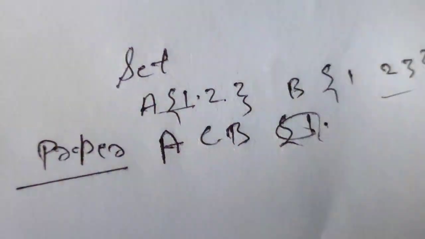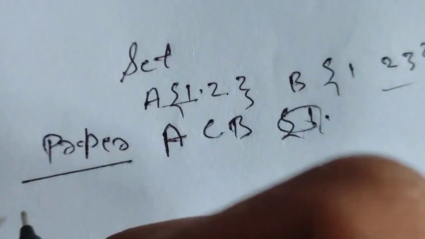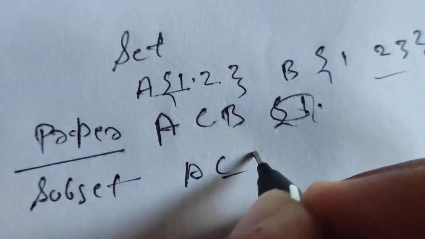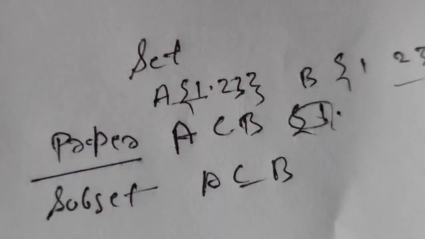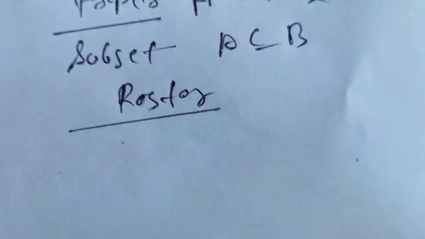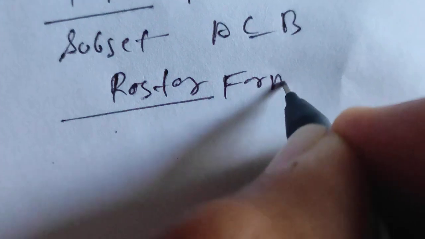Proper subset means the subset is a part of it. And when we talk about a subset, generally it means the whole values in A are the same as they are in B. Now we talk about roster form. Now we're talking about what the roster form is.